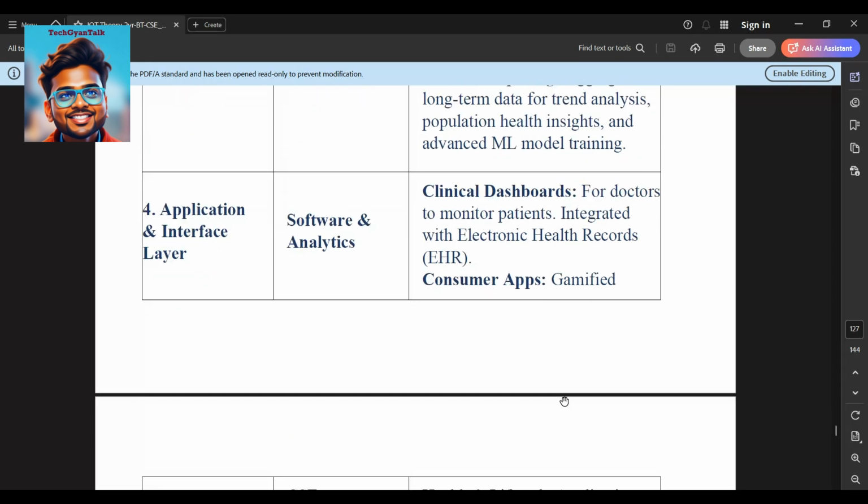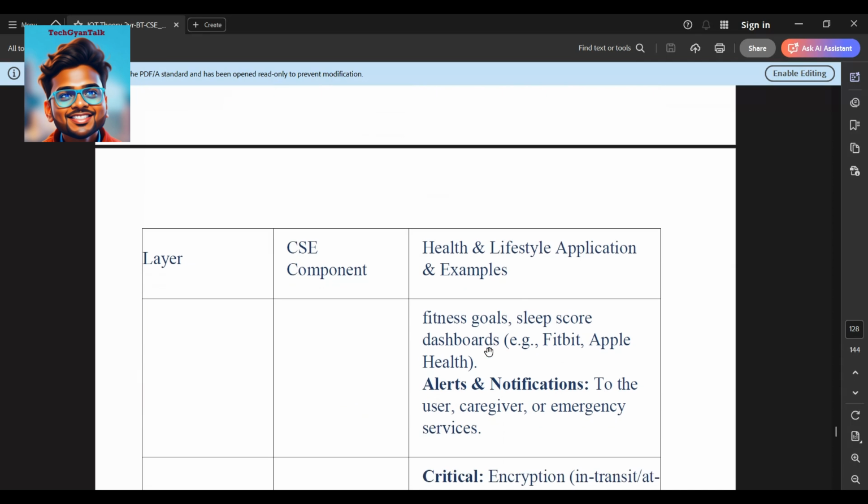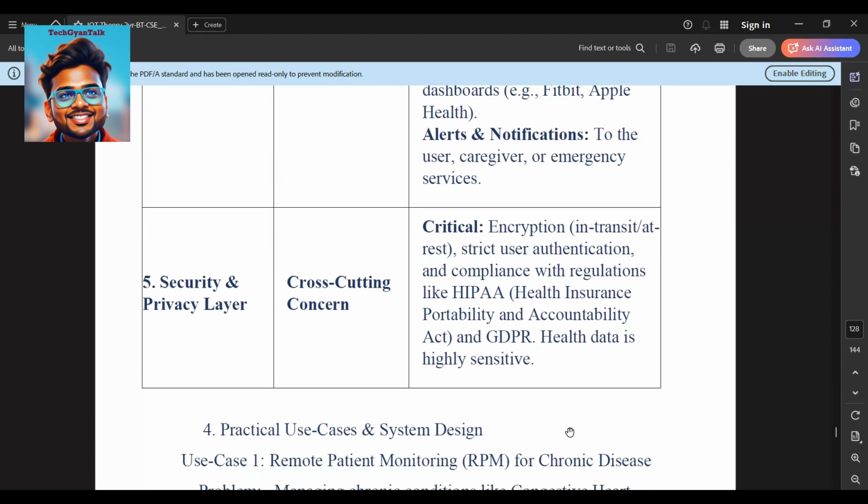And the application and interface layer: software and analytics, including clinical dashboards for doctors to monitor patients, integrated with electronic health records, EHR, and consumer apps with gamified fitness goals and sleep score dashboards. Examples: Fitbit, Apple Health, with alerts and notifications to the user, caregiver, or emergency services. And the security and privacy layer is a critical concern: encryption in transit and at rest, strict user authentication, and compliance with regulations like HIPAA, the Health Insurance Portability and Accountability Act, and GDPR. Health data is highly sensitive.